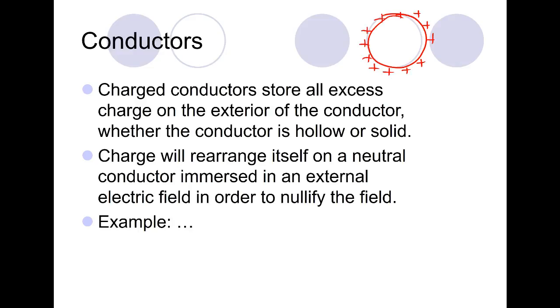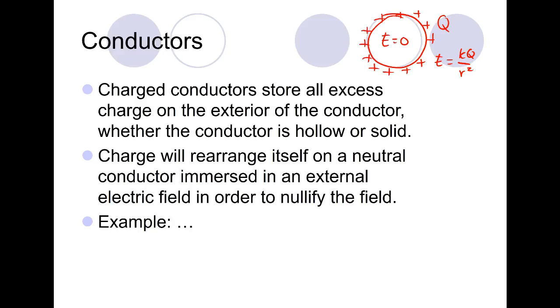And so that means that the electric field on the inside is 0, and outside it's basically kq over r squared, or total charge q. And the charge will rearrange itself on a neutral conductor in order to cancel out the field.